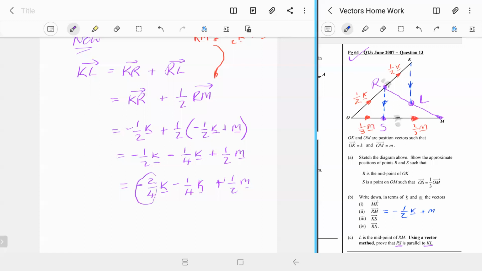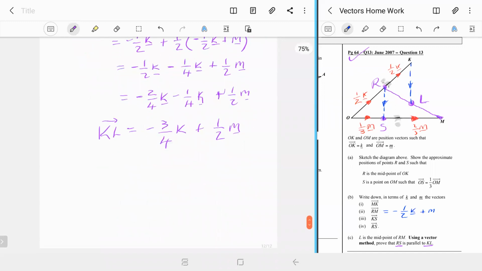Because I want these two fractions to have the same denominator. When they have the same denominator, I can just add the numerator values and put them over the common denominator. So it becomes minus 3 over 4 K. Minus 2 and minus 1 is minus 3, over 4. And then we have a plus half M. So that is my KL, right there.